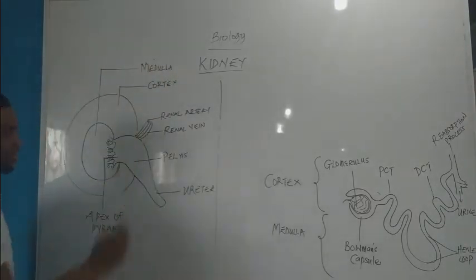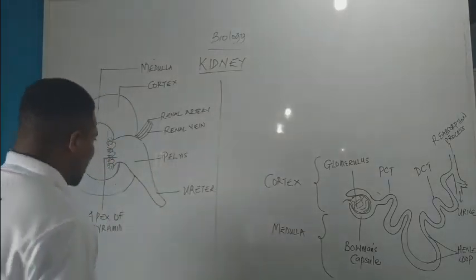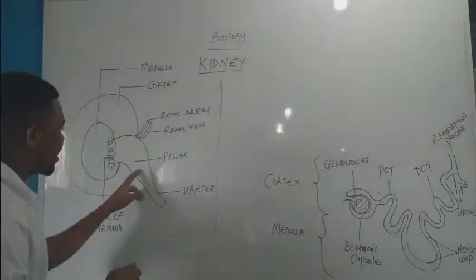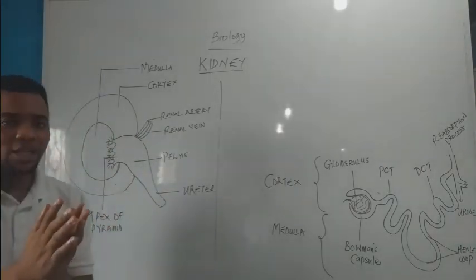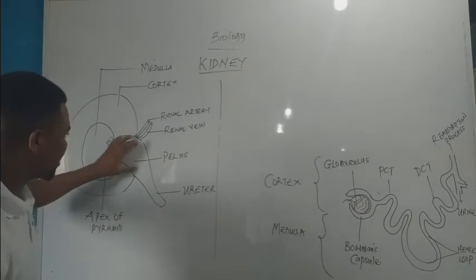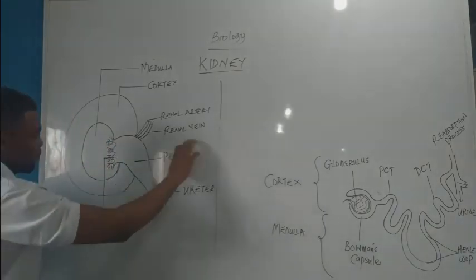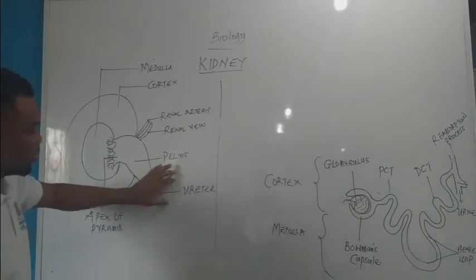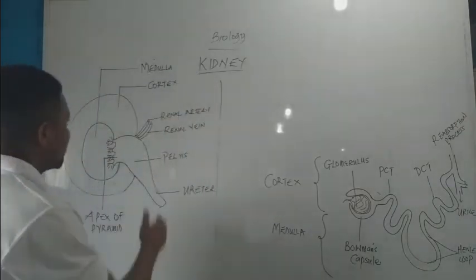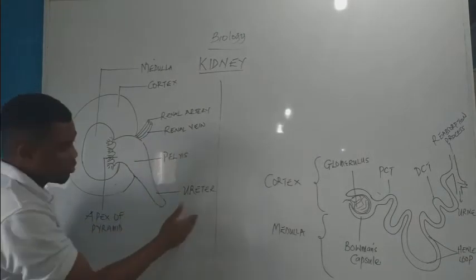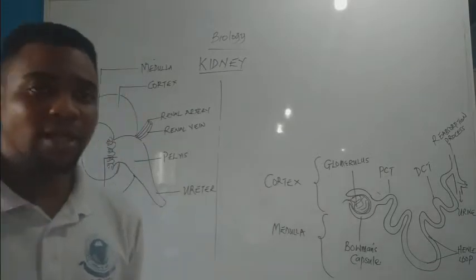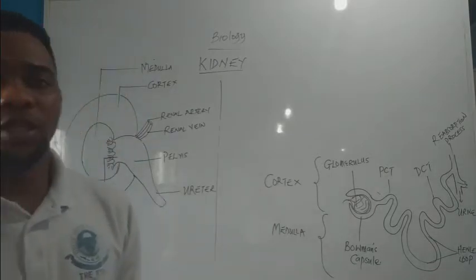Look at it very well now. The kidney has other parts. There is the pelvis, a funnel-like shaped organ called the pelvis. The ureter connects the kidney to the bladder during the urination process.